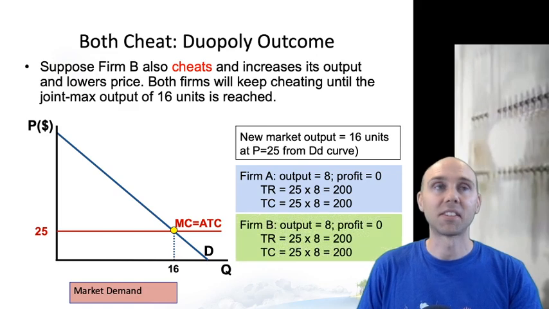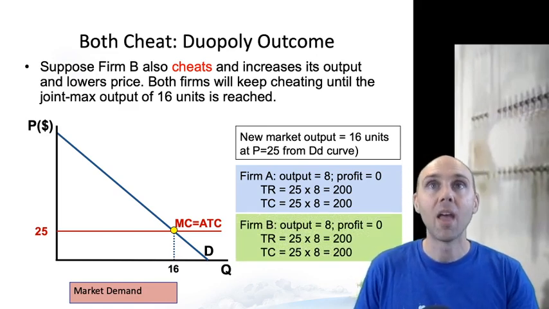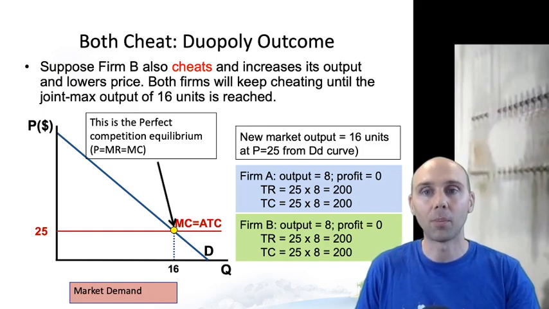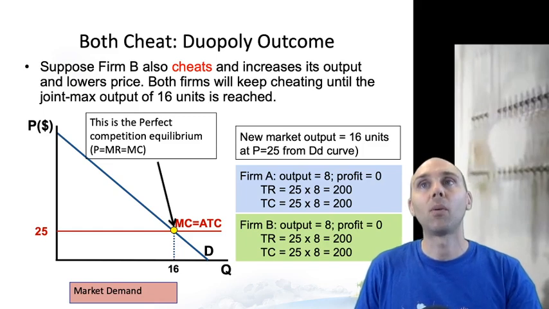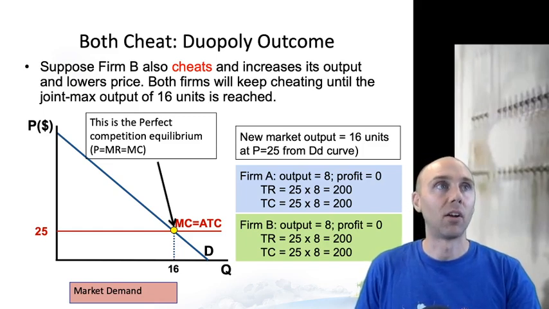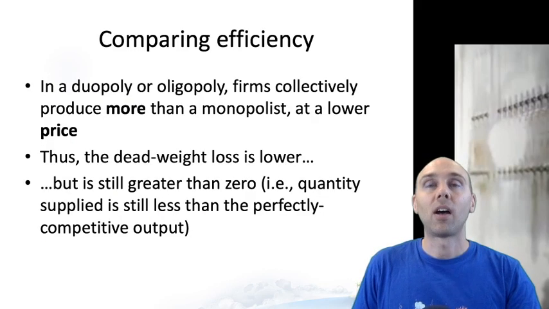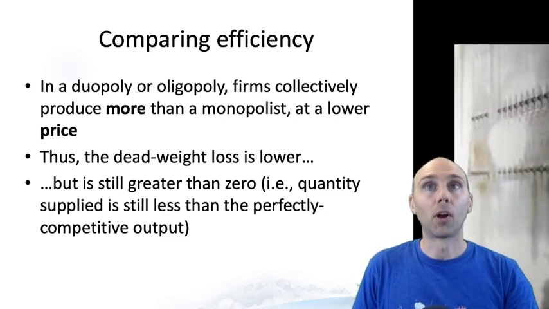0. Now, this doesn't seem quite right. I mean, they've got market power. There's only 2 of them, and yet we've ended up in the perfectly competitive equilibrium output with 0 profit. Well, there are other ways to analyze an oligopoly, and generally speaking, we find that in equilibrium for a duopoly or an oligopoly, they do make some positive economic profits.